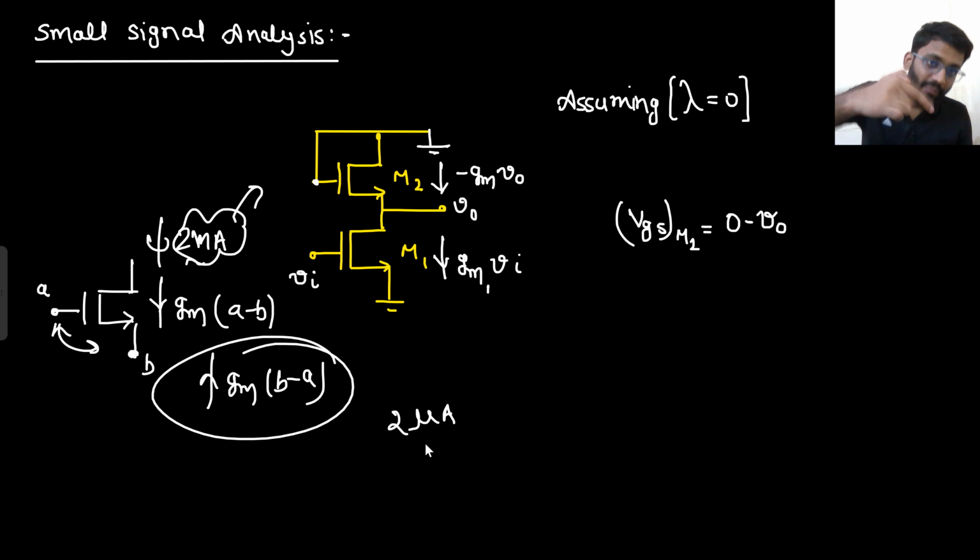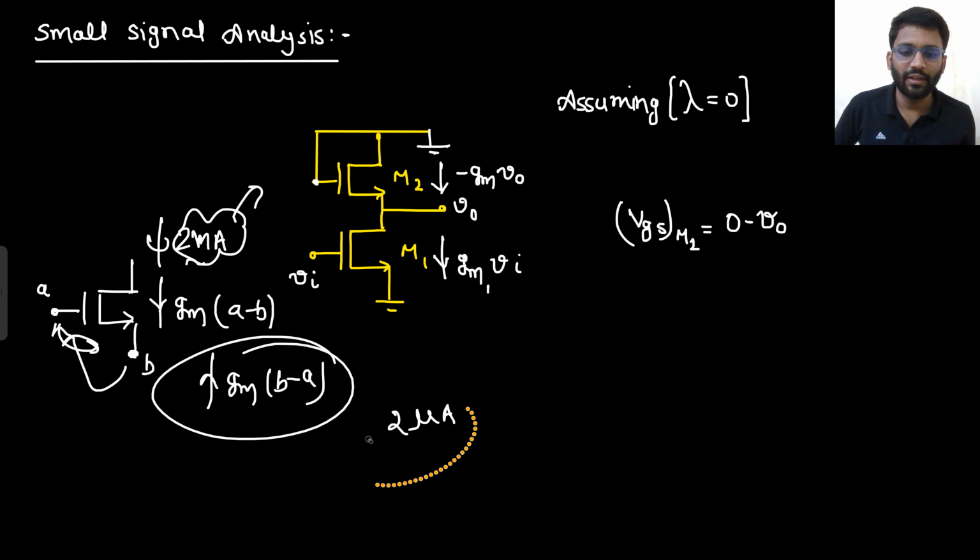Right? So the current in upward direction, going from the lower node to this node, we will go in the upward direction. So in the upward direction, we are having GM V node current. Right?